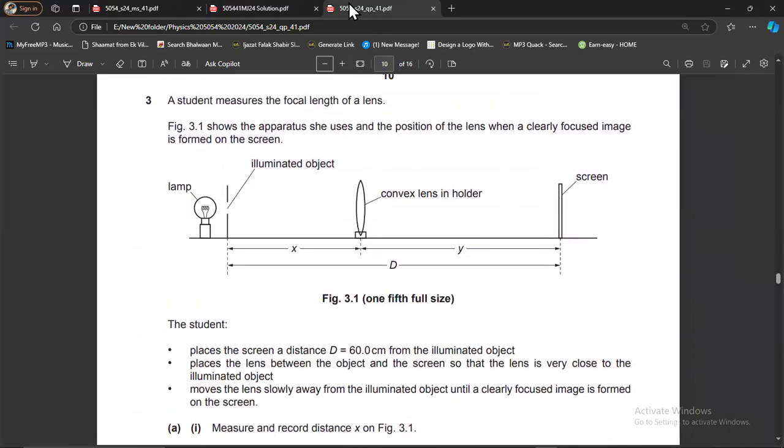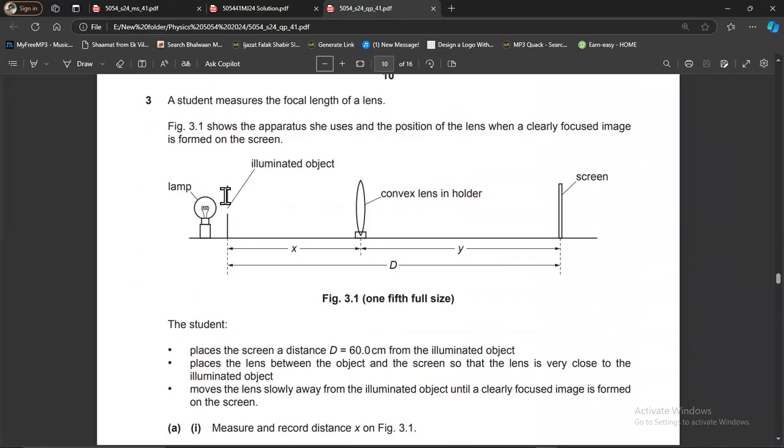So here we have question number 3. A student measures the focal length of a lens. Figure 3.1 shows the apparatus she uses and the position of the lens when a clearly focused image is formed on the screen. So here you have a lamp.